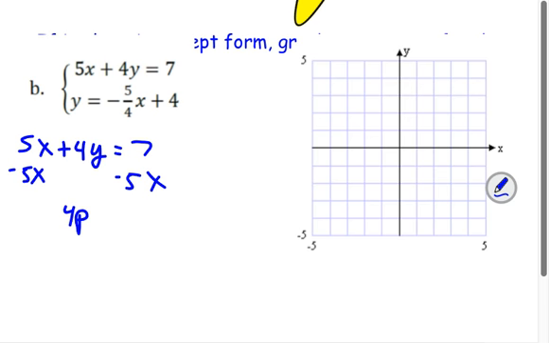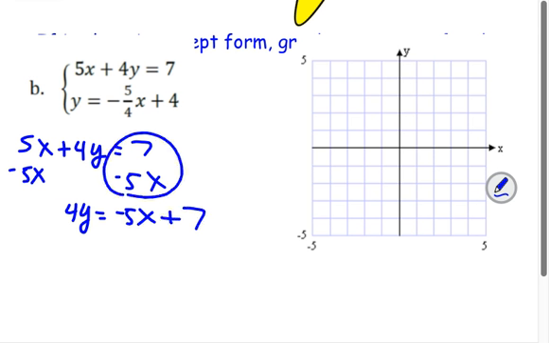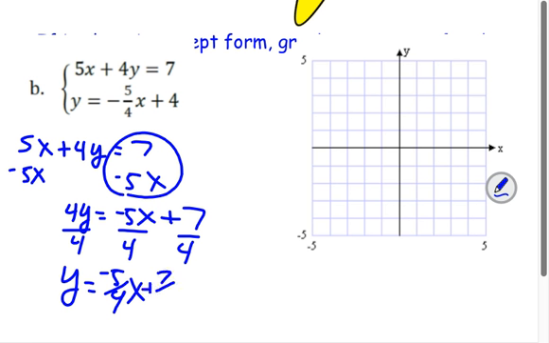4y equals negative 5x plus 7. They're not like terms, so I can't add them together. And then divide everything by 4. So y equals negative 5/4 x. I'll just leave this as 7/4. If you divide it, it's 1 3/4 or 1.75. That's going to be our y-intercept. It's not the best thing to work with, but we can make it work.